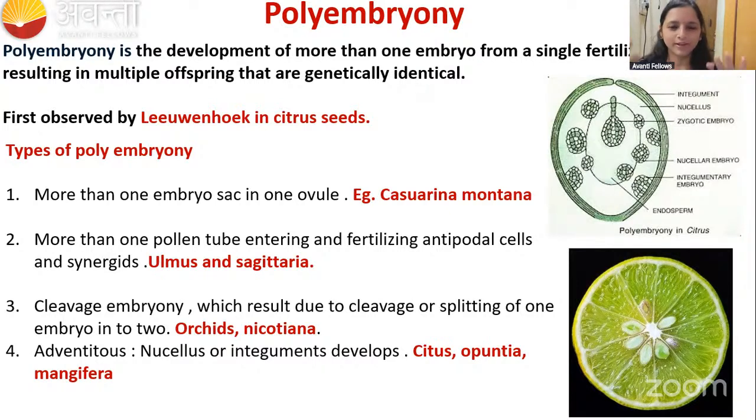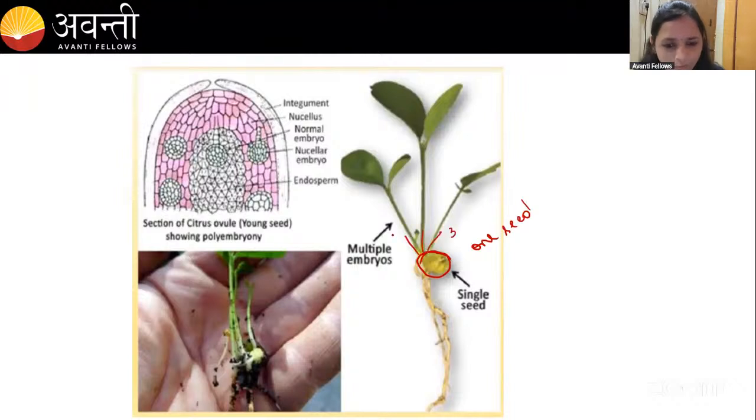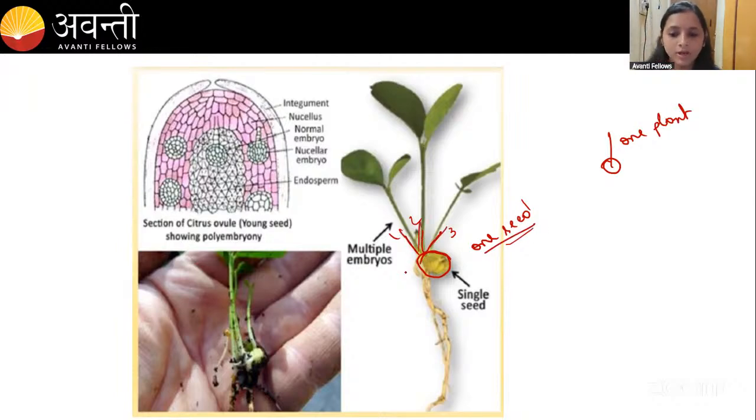Then coming to polyembryony, guys, whatever I told you now, I have given in this slide. If you want to make a note of this, kindly do. Here you can see this diagram and understand, guys. This is one seed, right? From this one seed, you have got one embryo, two embryos, and three. Normally from a single seed, you get one plant, one embryo. But here, from one seed, many embryos are formed and you get many plants. That is called polyembryony.